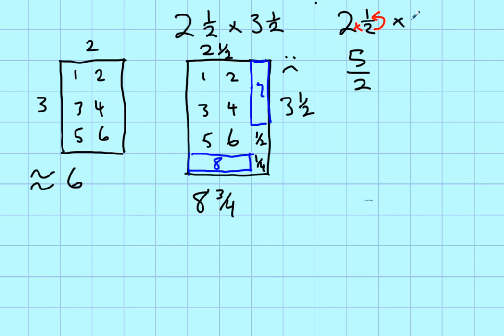Times 3.5, and then same idea here. So 3 times 2, that's 6, plus 1 more is 7. So that gives us 7 over 2. So now we say, what's 5 over 2 times 7 over 2? You say, I know this, I can do this. We just go straight across. So 5 times 7, that's 35. And 2 times 2, that's 4.